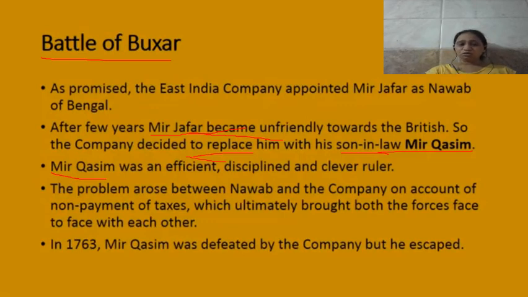Okay, so as there was again a dispute between the Nawab of Bengal, that is Mir Qasim, and the British, because of the same issue they again opted for war. And the next battle was the Battle of Buxar. In 1763 Mir Qasim was defeated by the company, but he was successful in escaping. Okay, Mir Qasim को कंपनी हरा तो देती है लेकिन वो वहां से भागने में सक्सेसफुल हो जाता है.